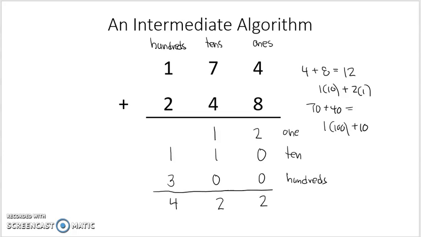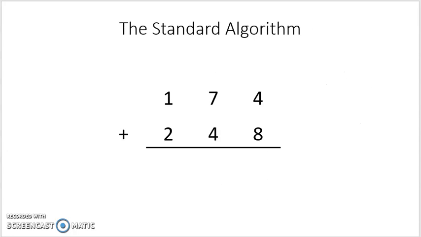And that is all a standard algorithm is doing. So you'll say for the standard algorithm, 4 plus 8 is 12. That is 2 ones and 1 ten. So again, connect it to the intermediate algorithm. That's the idea. The intermediate algorithm is a step towards the more standard algorithm. Then you say, okay, 7 plus 4 is 11, which is 11 tens. But you also have this additional 10, which is carried. So that'd be 12 tens.